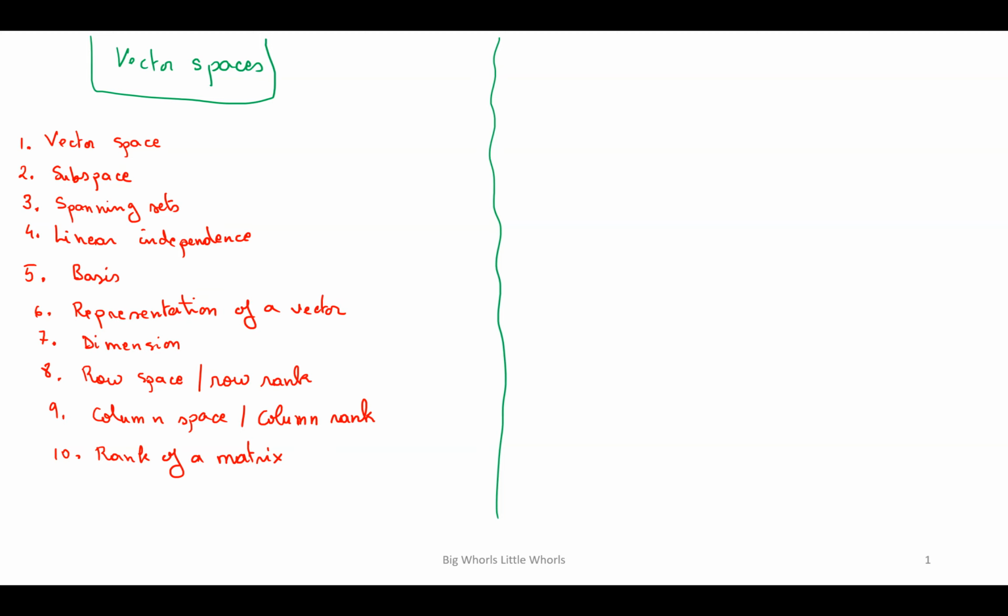So the row rank and the column rank are the same for a matrix. Therefore, the rank of a matrix is either the column rank or the row rank. So to find the rank of a matrix, you can just find the row rank, or you can just find the column rank. But you can go one step further.